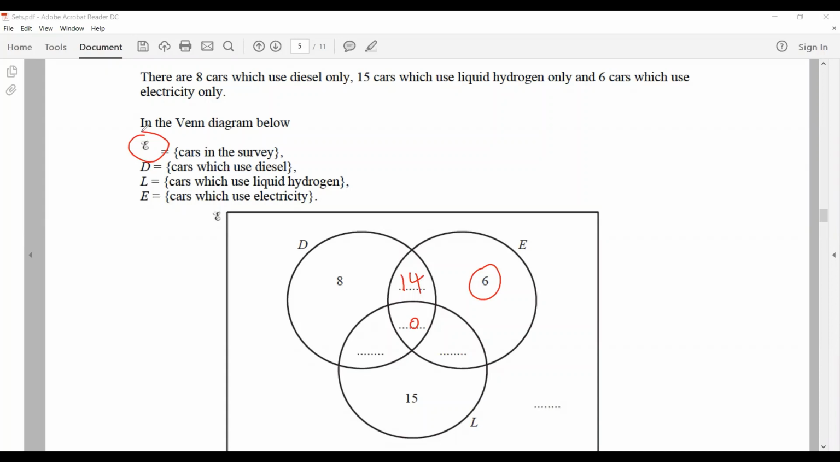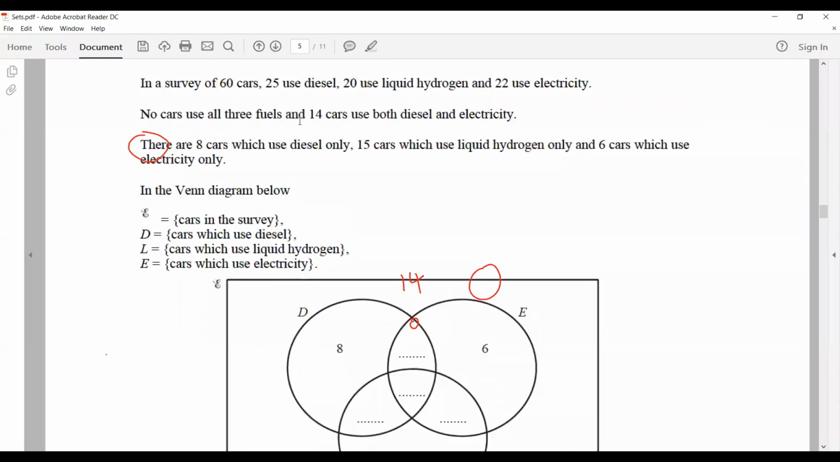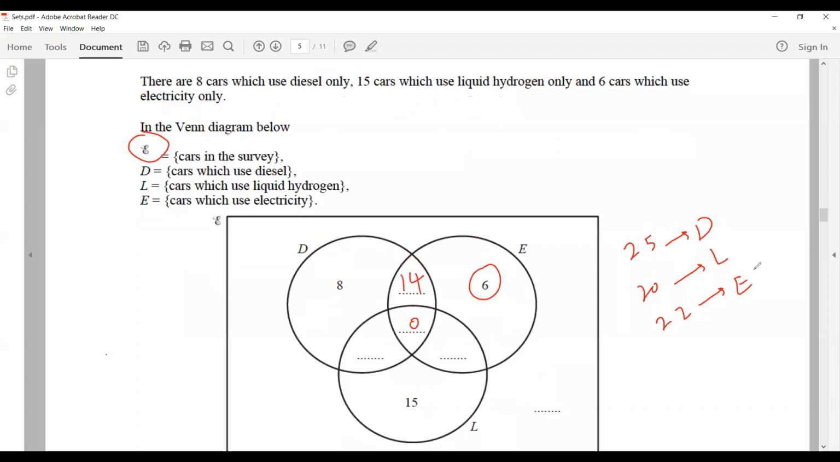Now, basically, they want us to complete the Venn diagram, right? So now I have to go back to this information, the number of cars. If you read the question, we have 25 diesel, 20 liquid hydrogen, and 22 electricity. So with that information, hopefully we can go back here and complete the diagram.